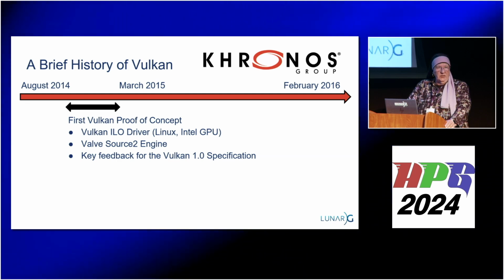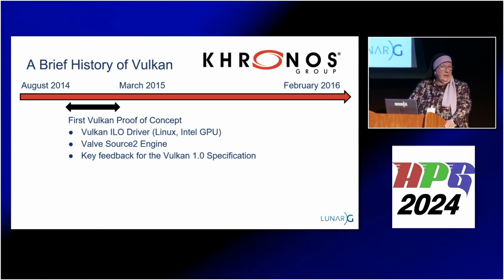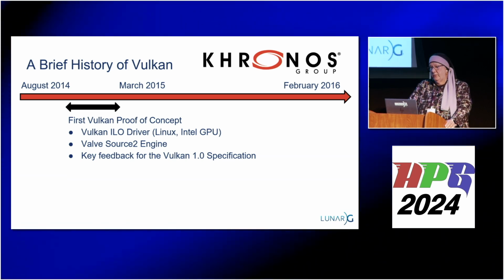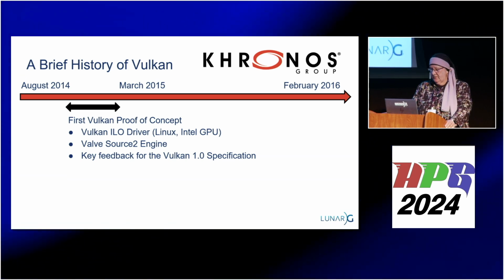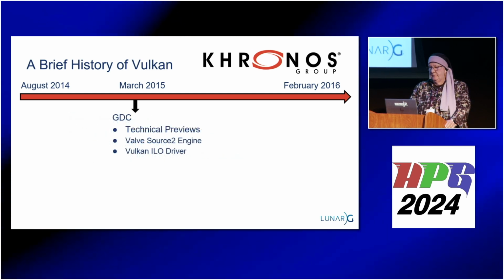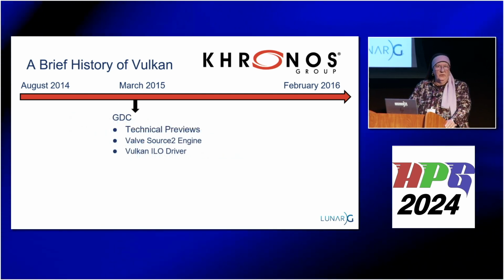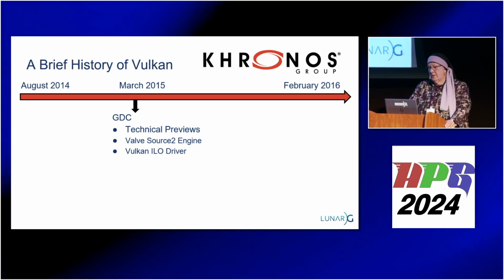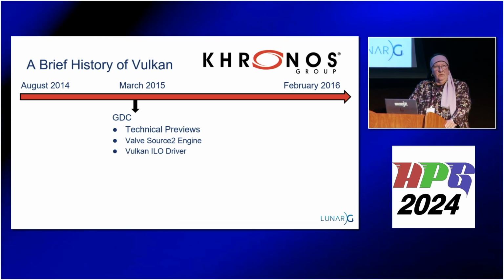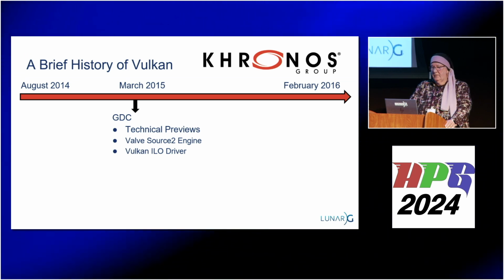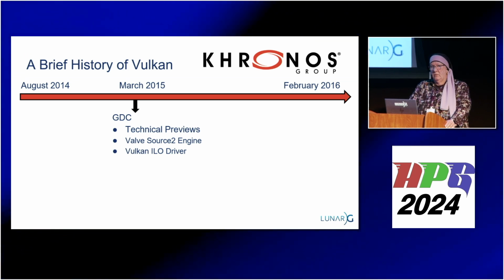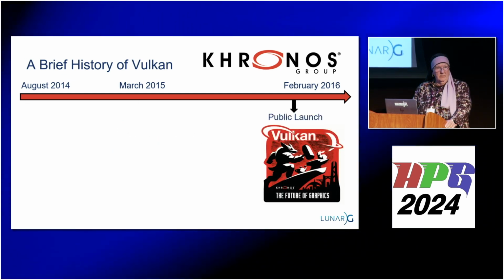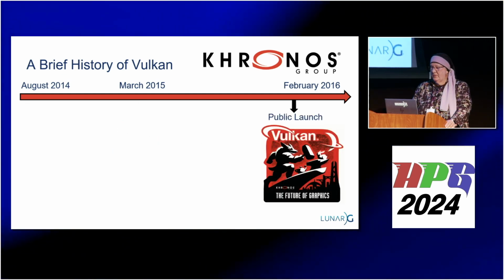There was some validation layer work, very early phases of it going on. And all this work provided valuable feedback to the Vulkan working group within Khronos as well for the 1.0 specification. And then GDC, March of 2015, Khronos announced availability of technical previews of the API, and there were some demos given to key industry players of the Valve Source 2 engine with that ILO driver. And then the API launched February 2016.